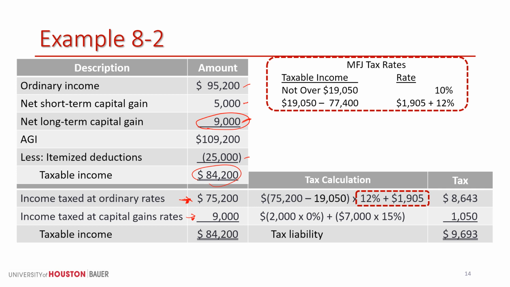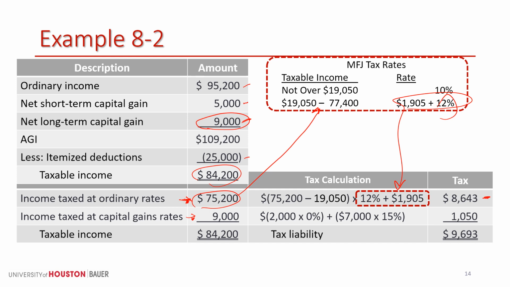So we've got the $75,200, and on that $75,200, we're simply going to apply the rate schedules that we've seen before. So we see that it falls in the marginal rate of 12% because that $75,200 is right between $19,050 and $77,400. So we're going to calculate out the tax, and you can see we just bring this right down here. We're going to calculate the marginal tax rate for this couple, and their ordinary tax is $8,643.